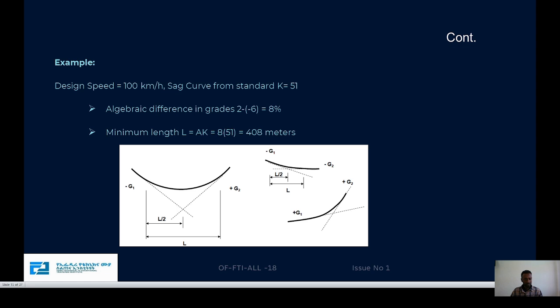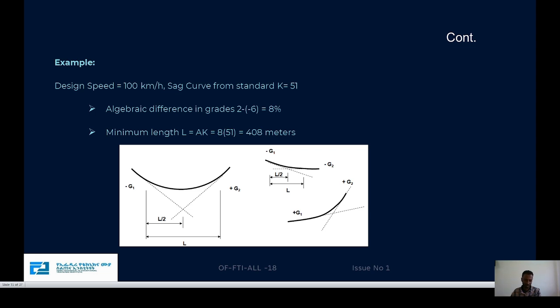The design speed is 100 km per hour, and for a sag curve the standard K is 51. The algebraic difference in grade is 8%. The K value is L over A, so L is equal to A times K. The A value is the difference of the grades, 8%, times the K value of 51, so the length from the beginning to the end of the vertical curve is 408 meters.